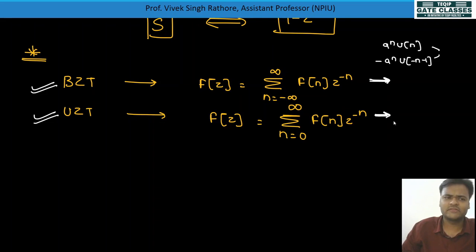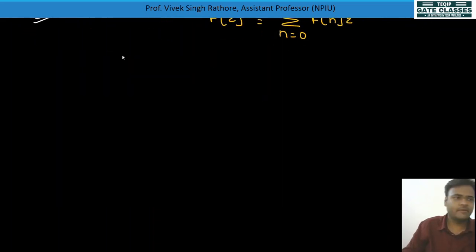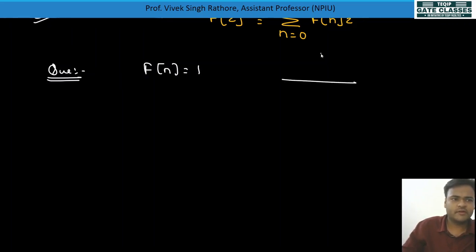We don't have to mention it, because there we have to mention it since two signals can have the same Z expression. Here it won't happen. We'll take an example and try to understand. Earlier we have seen, if our f of n is 1, every value will have the value 1, from minus infinity to infinity.